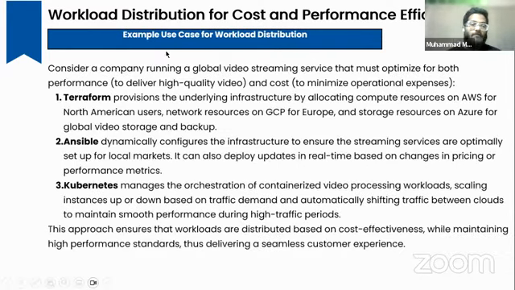So here is also a use case for workload distribution. Like, we consider a company running a global video streaming service that must optimize for both performance, to deliver high quality video, and to optimize our cost. So we can use Terraform for provisioning the underlying infrastructure by allocating compute resources on AWS for North American users, network resources on GCP for Europe, and storage resources on Azure for global video storage backup.